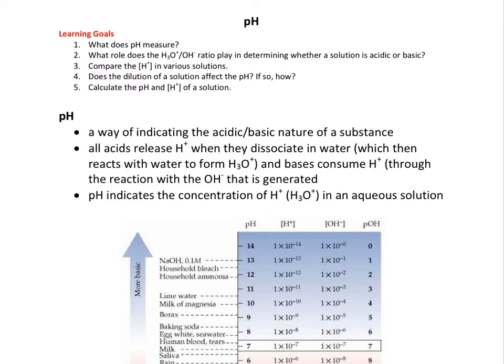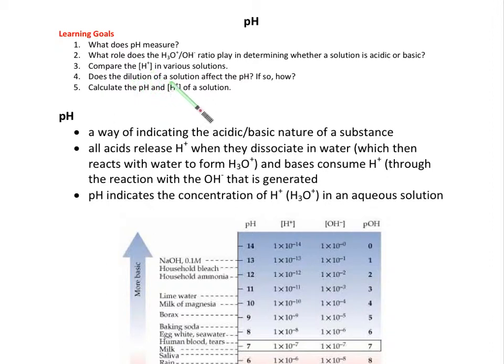In this tutorial on pH, we're going to find out what exactly pH measures. You're going to see how the ratio of H3O plus to OH minus plays the big role in determining whether or not a solution is acidic, basic, or neutral. You're going to take a look at the concentration of H plus in a variety of different solutions.